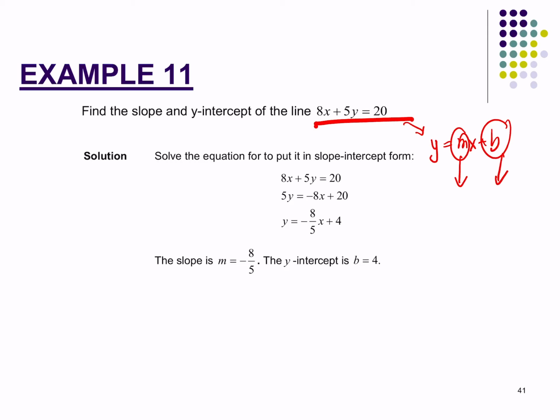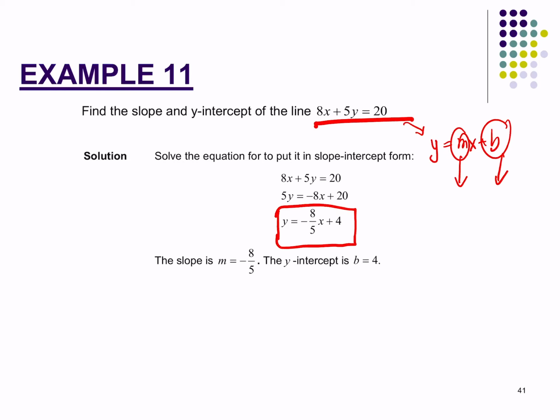So in this case, we take the plus x to the right hand side of the equation. Therefore, we are left with 5y is equivalent to minus x plus 20, and then we move the 5 to divide on the right hand side of the equation. Therefore, we end up with the slope-intercept equation: y is equivalent to minus x divided by 5 plus 4.